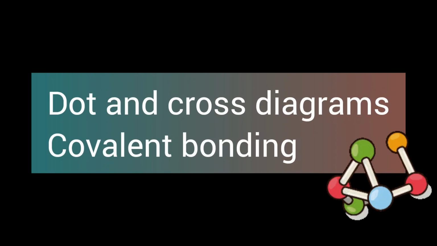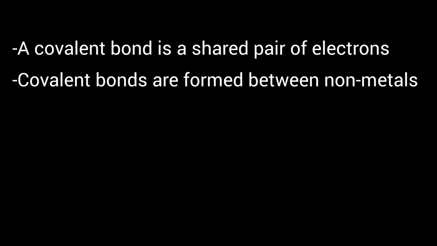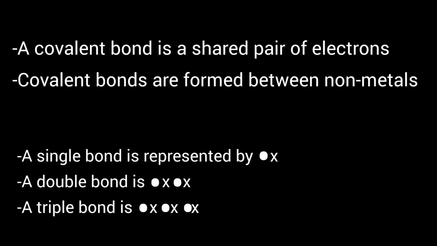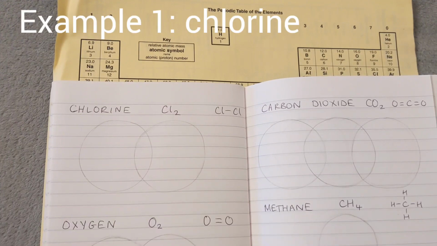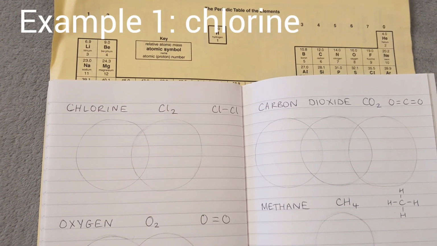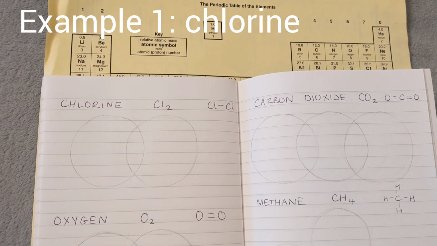Guys, in this video we're going to look at dot and cross diagrams for covalent compounds. A covalent bond is simply defined as a shared pair of electrons, and these types of bonds are formed between non-metals. In order to do dot and cross diagrams, you'll need a periodic table and a pencil.